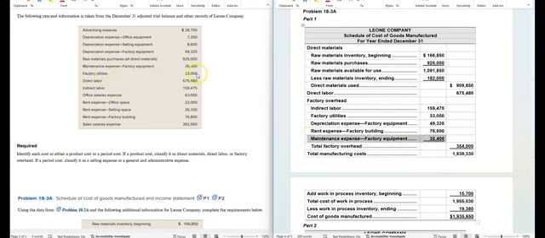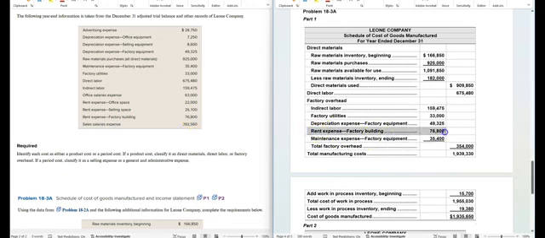And factory utilities, yep, that's going to be included. That is an indirect overhead cost. Direct labor already reported. It is a product cost, but it is not indirect. Indirect labor, that is definitely a product cost. Indirect overhead. Office salaries, nope, period cost, period cost, period cost. Oh, here's another overhead cost.